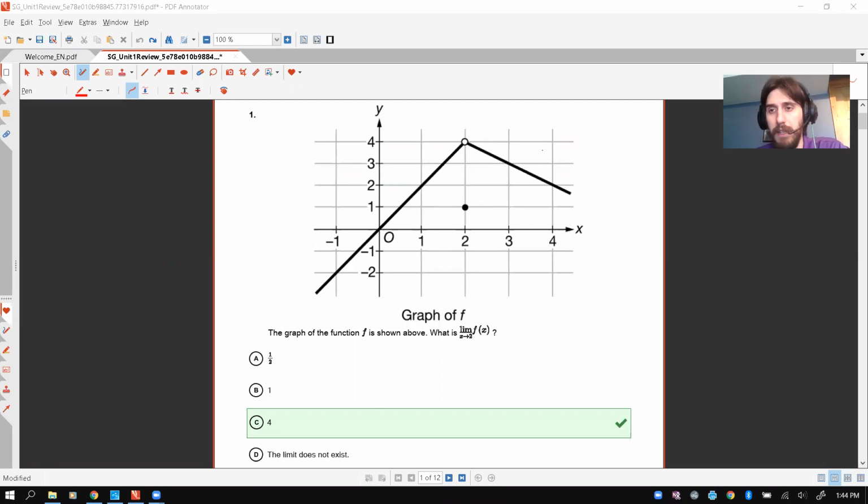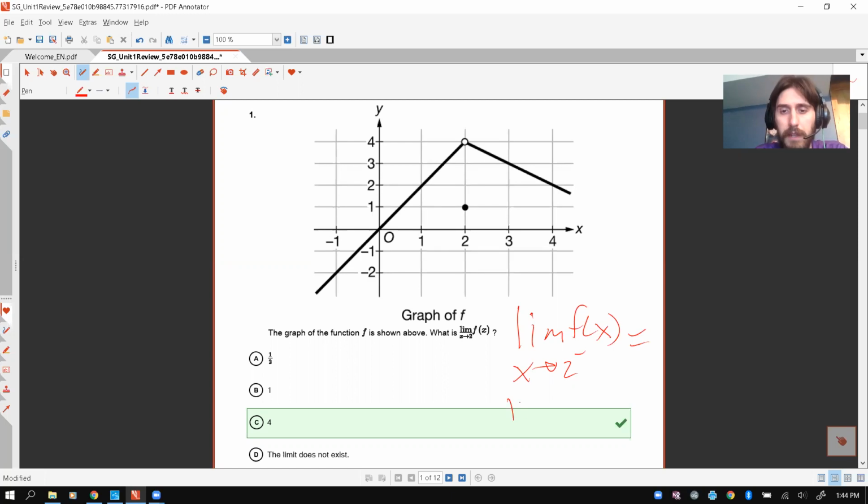In order to find that, you need to find two things. You need to find the limit as x approaches 2 from the left of f of x, and the limit as x approaches 2 from the right of f of x. And to find both of those things, you are going to look at your graph here where x equals 2, and you're going to see as it approaches from the left, what y value it is approaching, and as you approach from the right, what y value you're approaching.